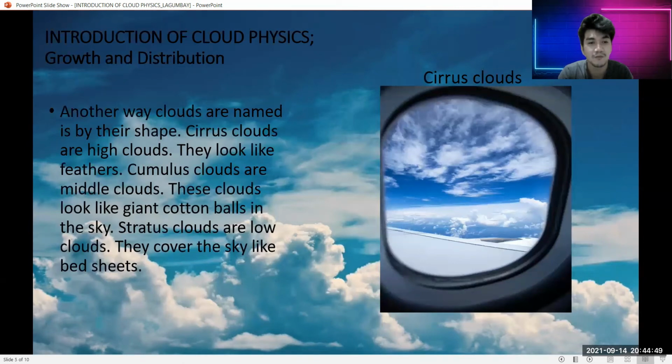So another way clouds are named is by their shape, no? Cirrus clouds are high clouds. They look like feathers. Cumulus clouds are middle clouds. These clouds look like giant cotton balls in the sky. So stratus clouds are low clouds. They cover the sky like bed sheets.